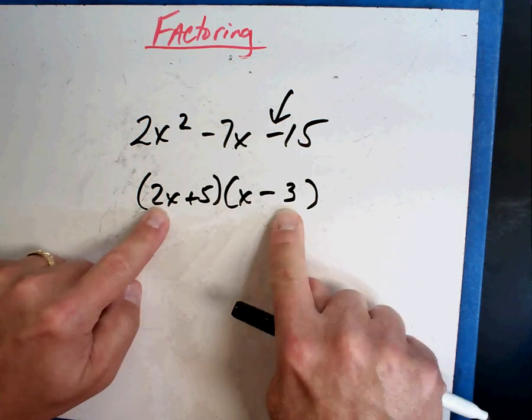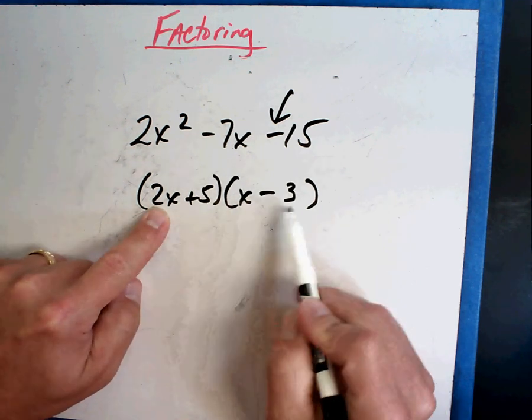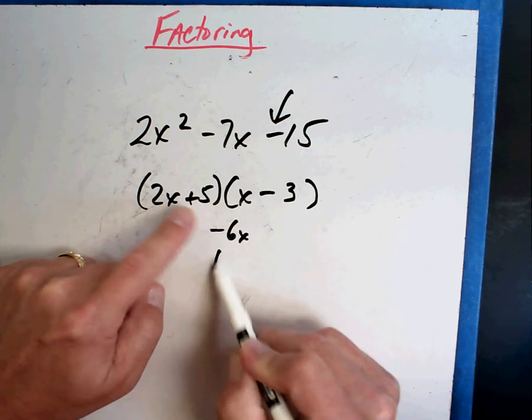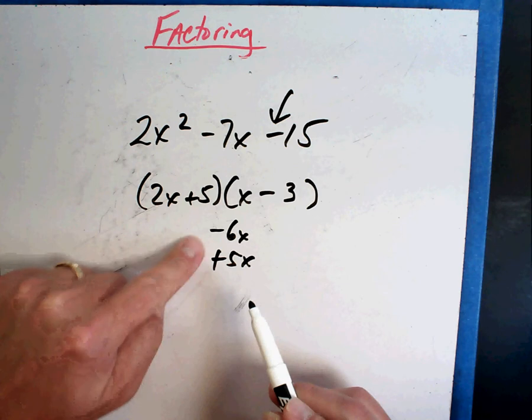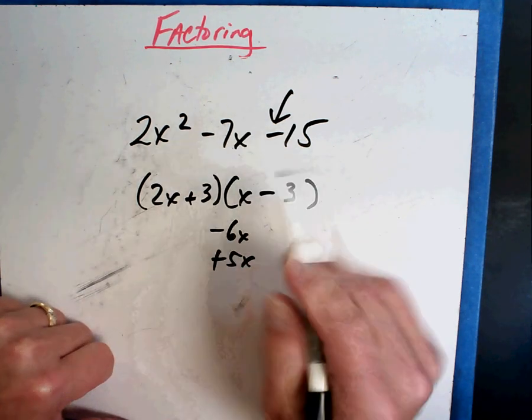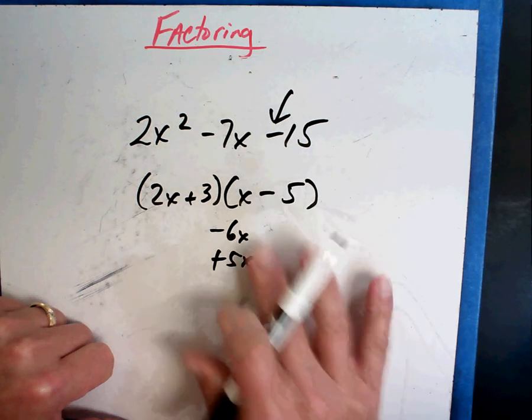2x squared. So there's my 2x squared. Minus 6x, that's those two. Plus 5x. When you put those together, you get minus 1x. That's not right. So flip your numbers. 3 and 5. I must have had them in the wrong place.